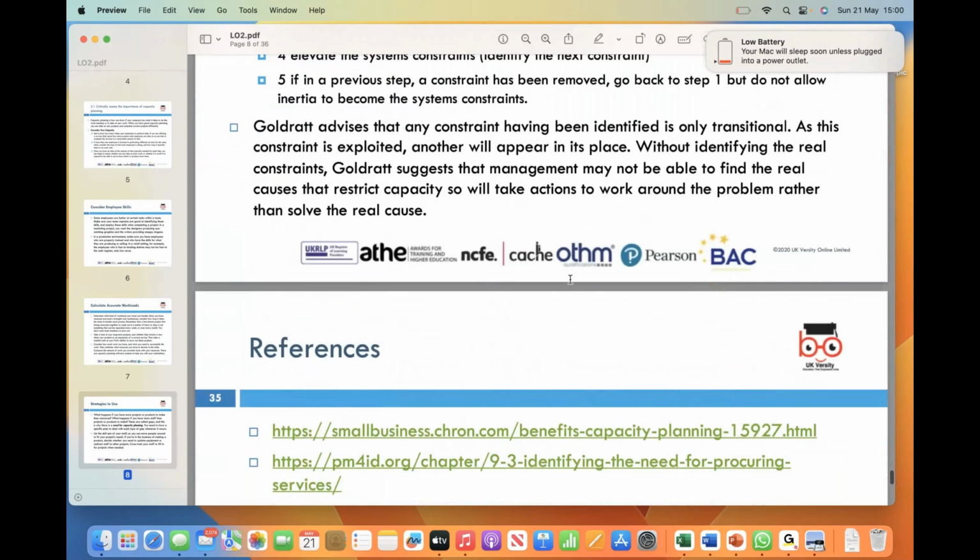Goldratt advised that any constraint having been identified is only transitional. As this constraint is exploited, another will appear in its place. Without identifying the real constraints, Goldratt suggests that management may not be able to find the real cause that restricts capacity, and will take actions to work around the problem rather than solve the real cause.